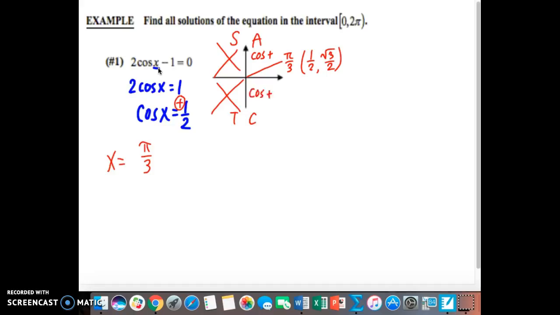So now we just need to think of the angle that has a reference angle of pi over 3 in quadrant 4, which would be 5 pi over 3. I'm sorry. So the two values for x in the interval 0 to 2 pi are pi over 3 and 5 pi over 3.